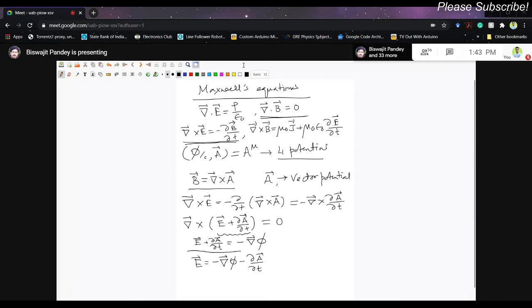So this is the electric field in terms of phi and A, and this is the magnetic field in terms of A. You don't require phi here. And if you take these expressions of E and B and plug them back into Maxwell's equations, you can actually express all these equations in terms of simply A and phi. So that is why we should do that.